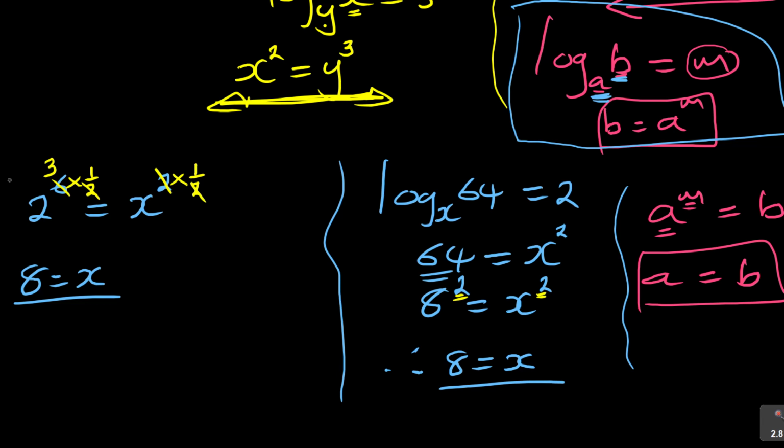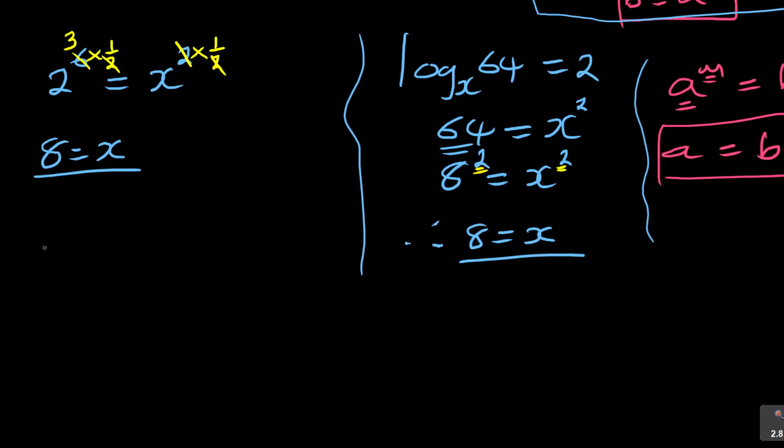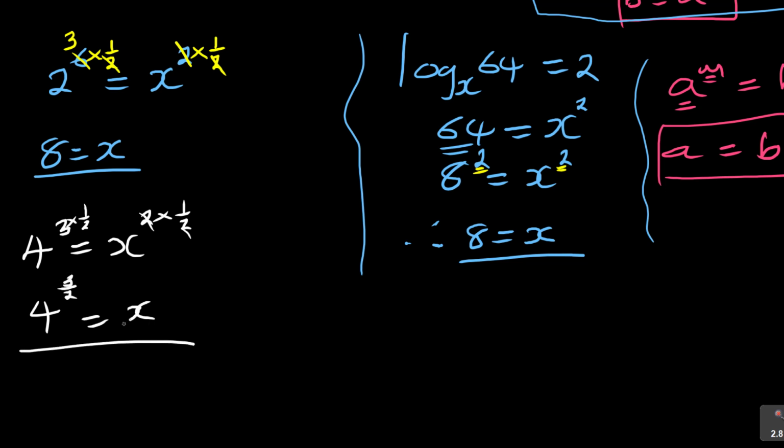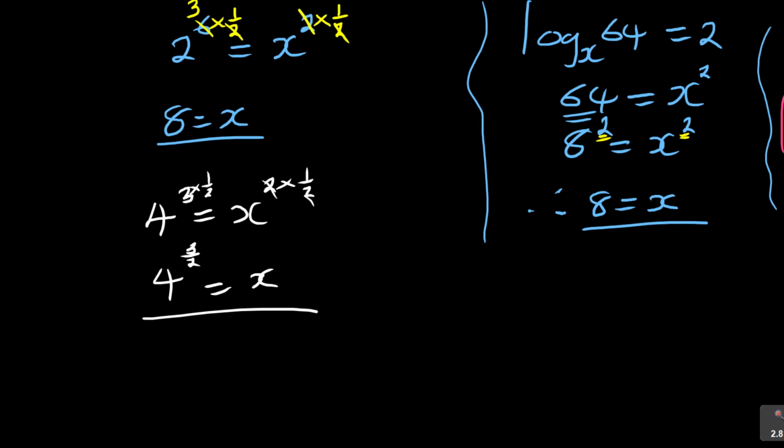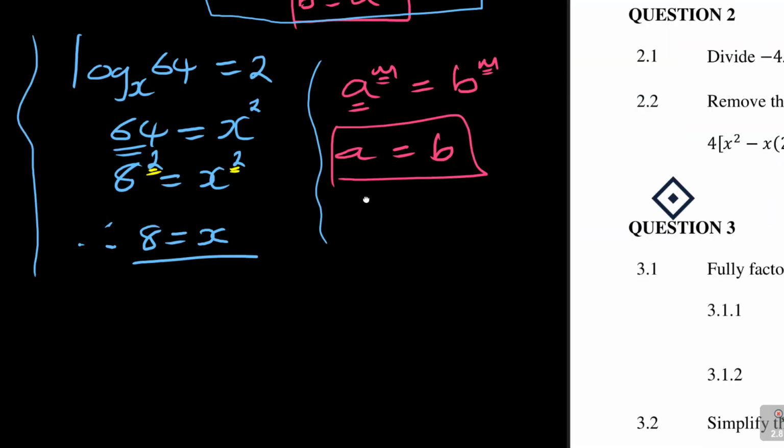That was one way. Or do the other one. 4 to the power of 3 is equal to x squared. Do the same thing, times a half. Then you cancel. So here you'll have 4 to the power of 3 over 2 is equal to x. I don't know if they were going to give you the answer here. Let me check the question. They said what?